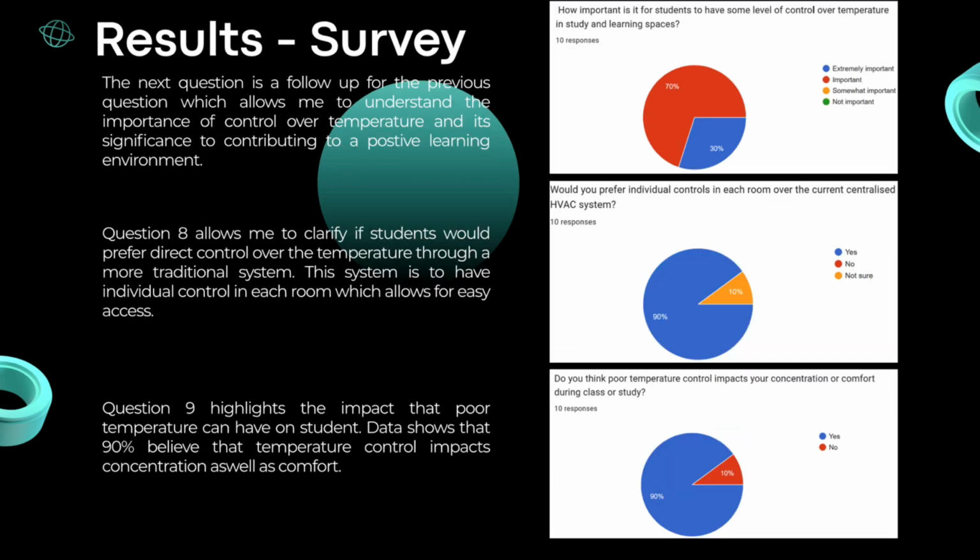This next question is a follow-up for the previous question, which allows me to understand the importance of control over temperature and its significance to contributing to a positive learning experience. Question 8 allows me to clarify if students would prefer direct control over the temperature through a more traditional system. Question 9 highlights the impact that poor temperature can have on students. Data shows that 90% believe that temperature control impacts concentration as well as comfort.